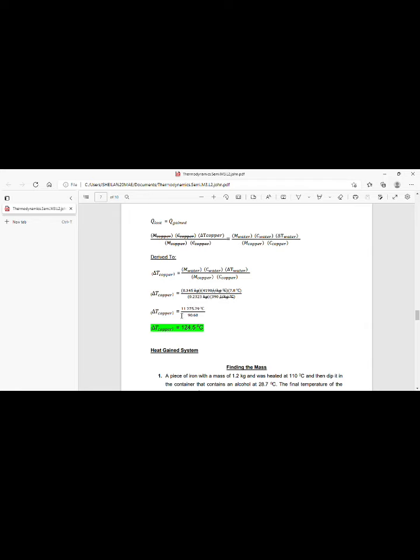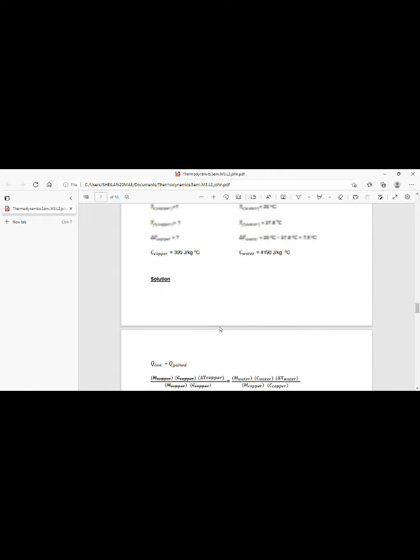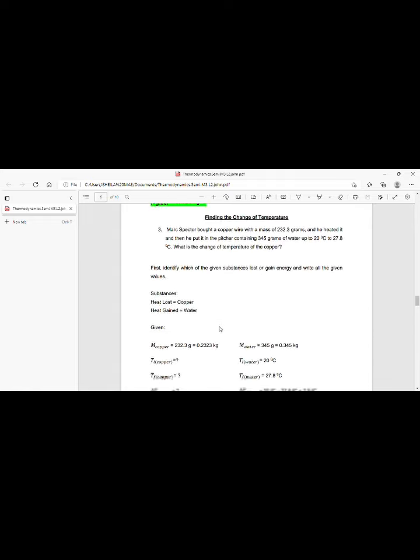Delta T copper is equals to 11,275.29 degrees Celsius over 90.60. We're going to divide it. The answer is 124.5 degrees Celsius, which is the change in temperature. This is the change of temperature, 124.5 degrees Celsius, the missing one.